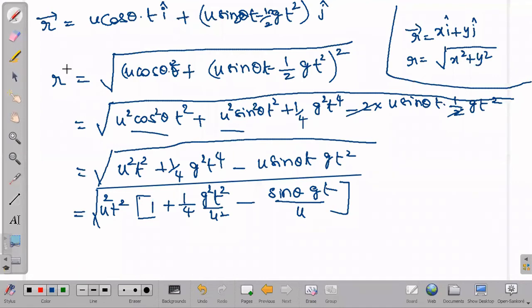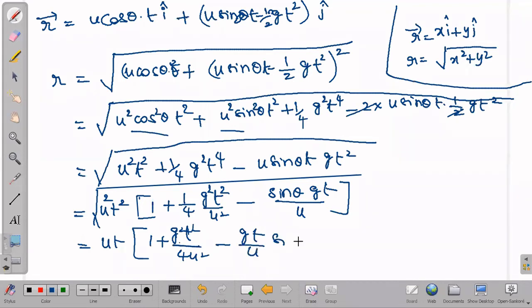So ut will come out, ut into 1 plus g square t square by 4 u square will be left out, g square t square by 4 u square minus gt by u into sine theta. This is what is left inside the root. I will keep this inside the root, right? So this is our magnitude of displacement of the projectile motion.